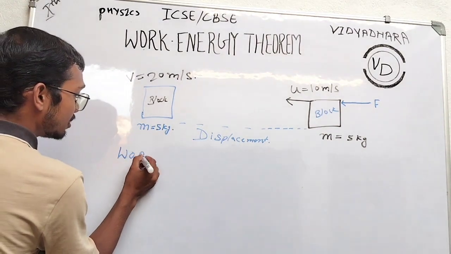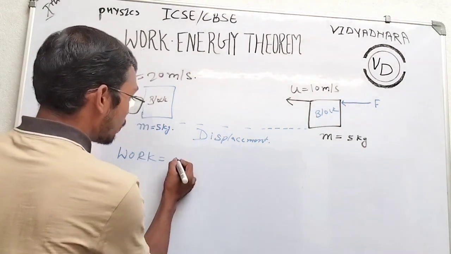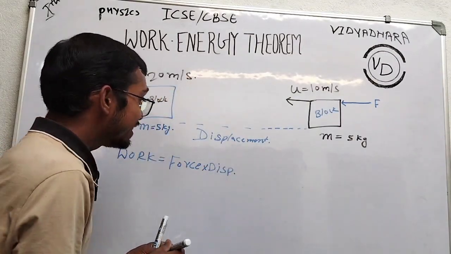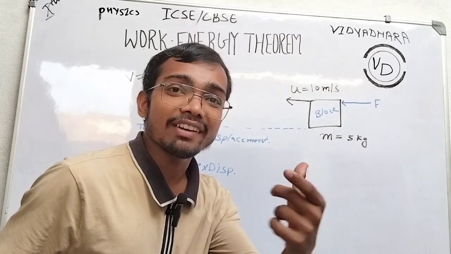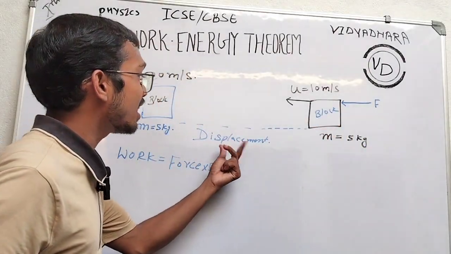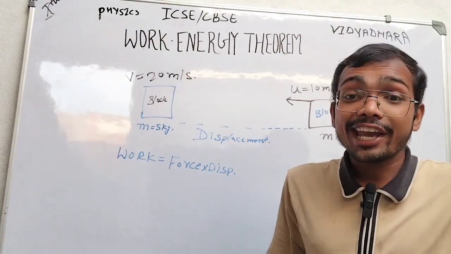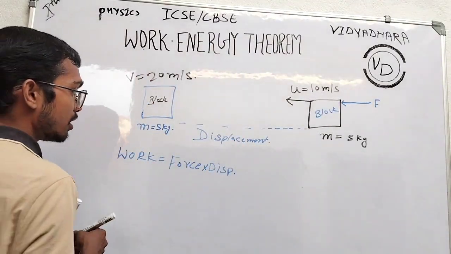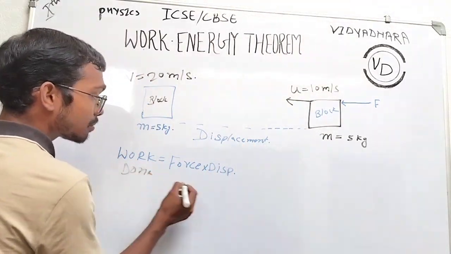We can find work by force into displacement. But the actual value of force is not given, and the actual value of displacement is not given. How can we calculate the work done?